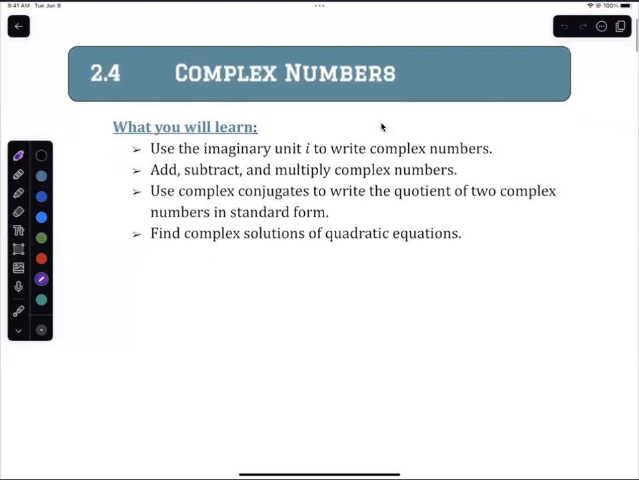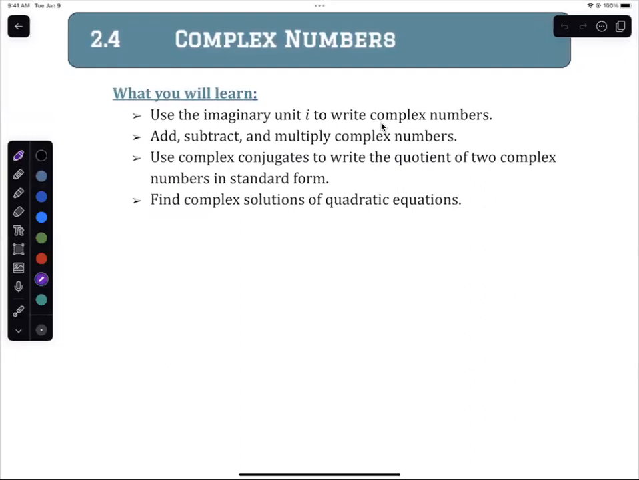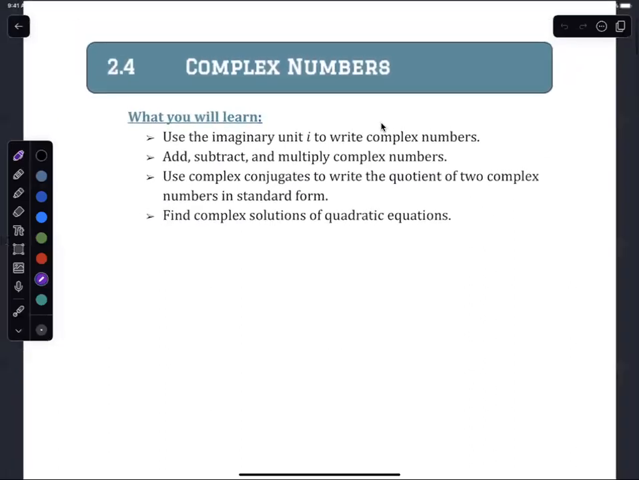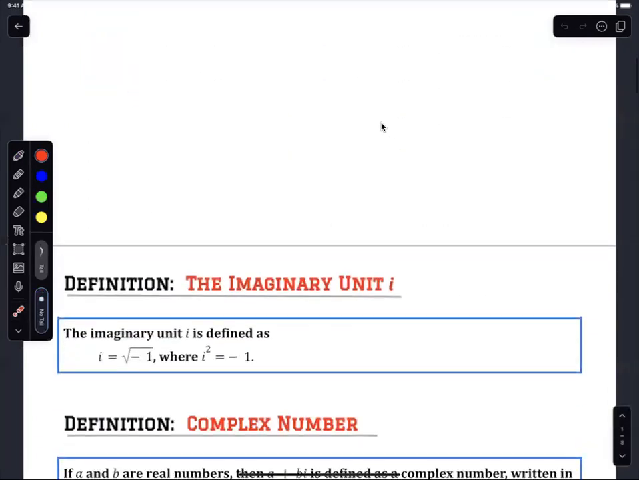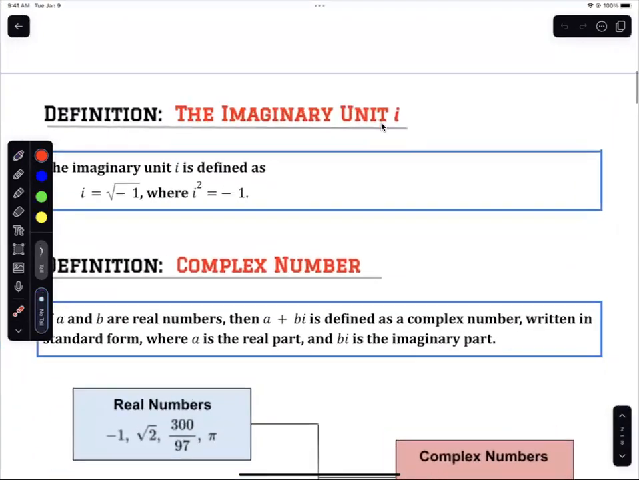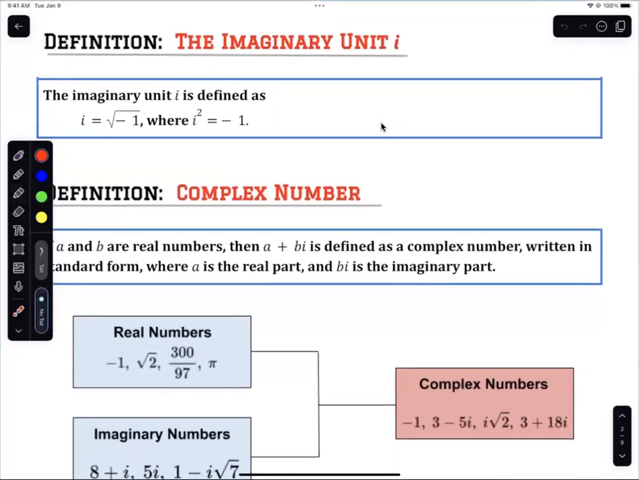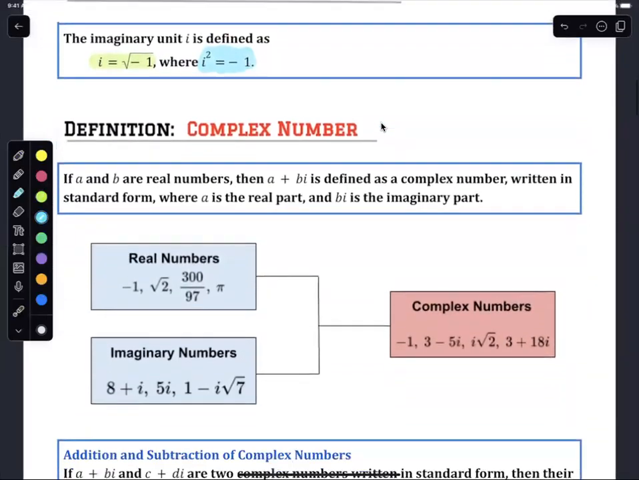2.4 is called complex numbers. So in this section, it's a lot of review from Math 2 and Math 3 about operations and how to solve equations, simplify radicals, everything to do with i, the imaginary unit i. As a definition, the imaginary unit i is defined as i equals the square root of -1. If we square both sides, that implies that i squared is -1. That's something that we need to know.